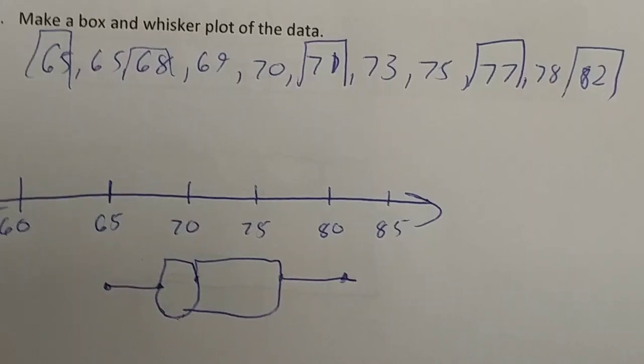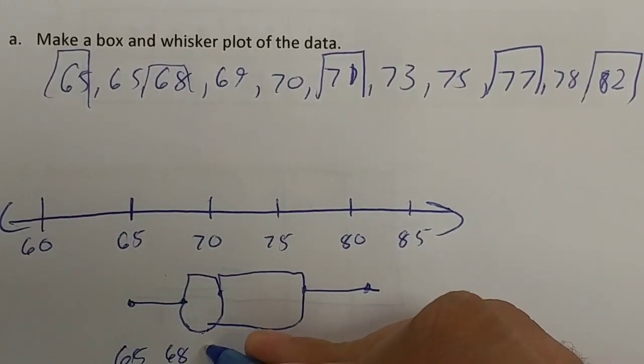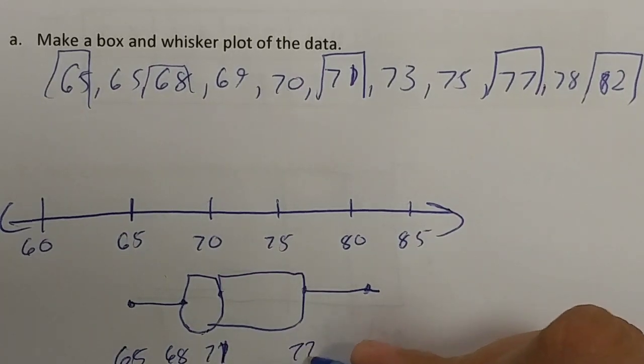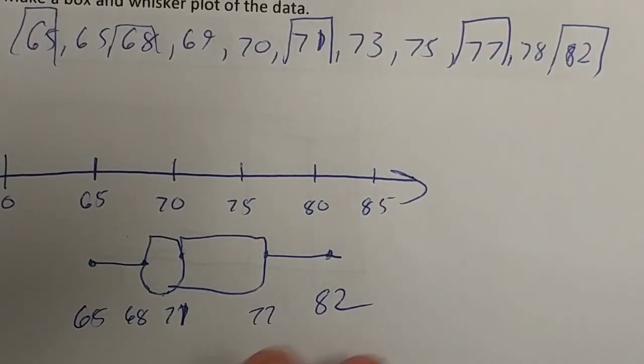Hey, I'm done. You could also indicate, if you want to make sure, this is 65, that's 68, that's 71. This is 77, and this is 82. You could do it like that too, if you really care. But before it was good, this is even more good.